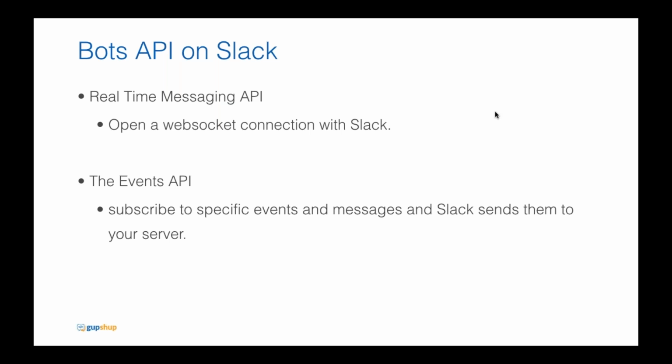There's another sort of API called the Events API, which you can subscribe to specific events and messages, and Slack will send only those to yourself. Right, so events can range from creation of a new channel, deletion of a channel, users joined, users left. Slack actually has a very large number of options for events, and any of these can trigger a webhook which sends a message to your server, and you can choose to do something.